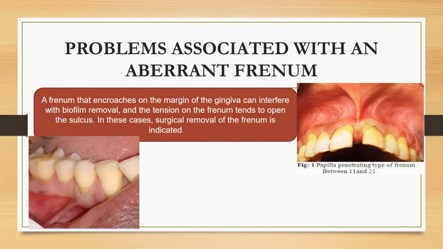So coming to the problems associated with an aberrant frenum. A frenum that encroaches on the margin of the gingiva can interfere with plaque biofilm removal, and the tension of the frenum tends to open the sulcus. In these cases, surgical removal of the frenum is indicated. Correction of frenal or muscle attachment should be done if it extends coronal to the mucogingival junction.